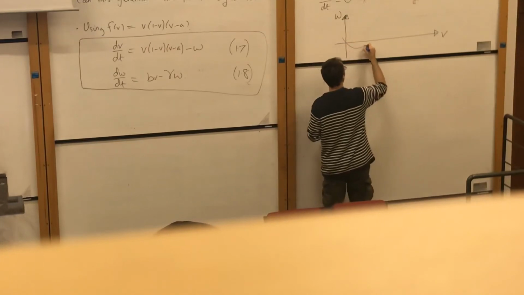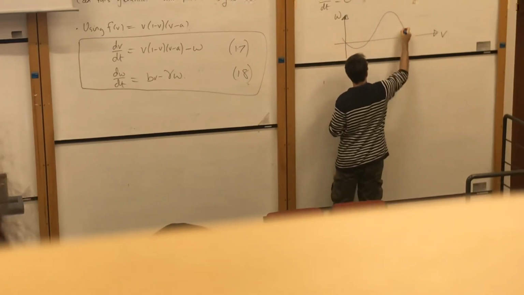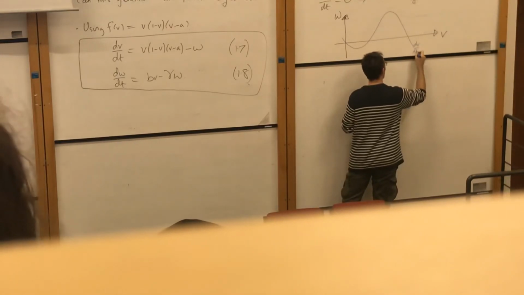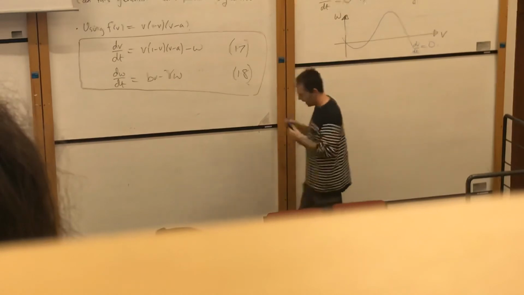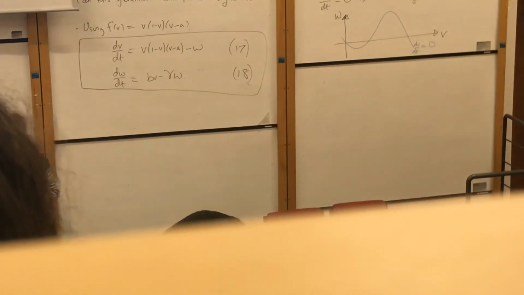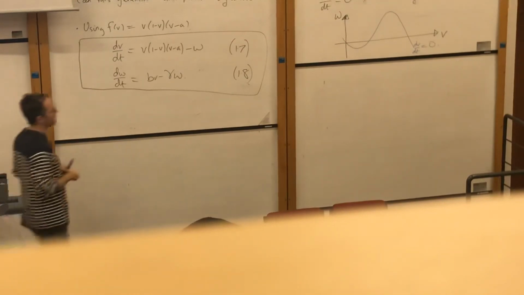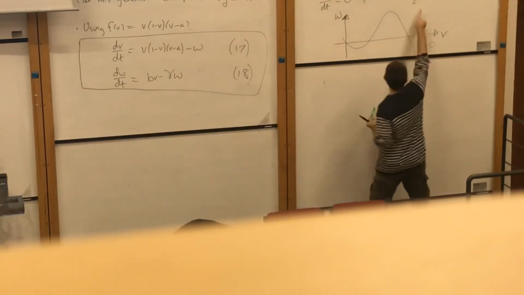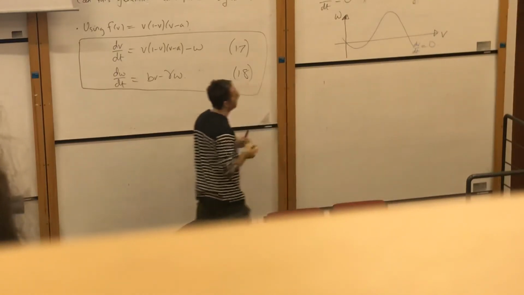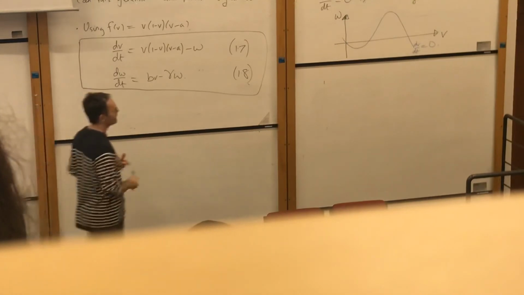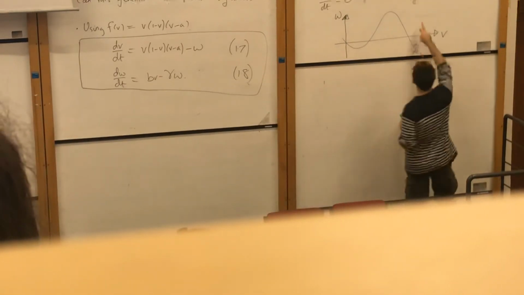This is my dv/dt equals 0 null line. And my w null line is simply a straight line that crosses through the origin with gradient b over gamma. From these graphical sketches, you can see that there's going to be a different number of steady states according to the parameters of the system.